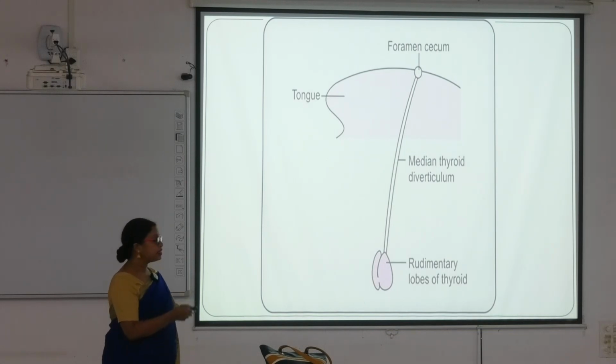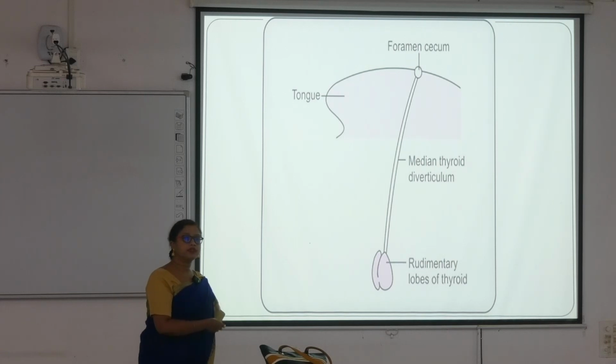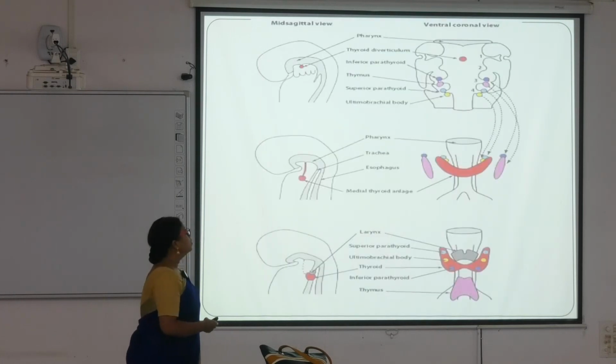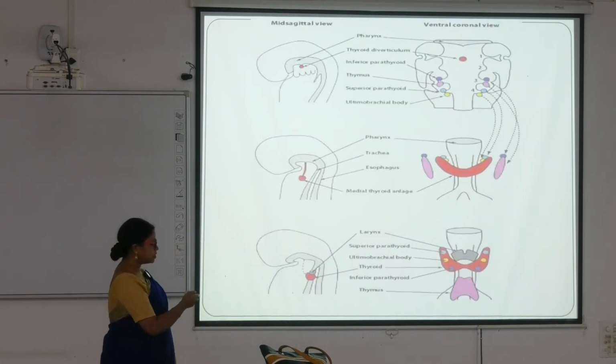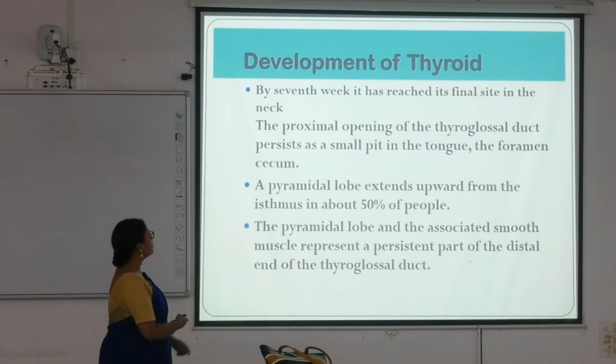Okay, and these rudimentary lobes of thyroid gradually degenerate. So see, this is the thyroid gland. So they have shown each and everything, right? This thing only: third arch derivative, fourth arch, and ultimobranchial body. Okay, these are the three things you have to remember.